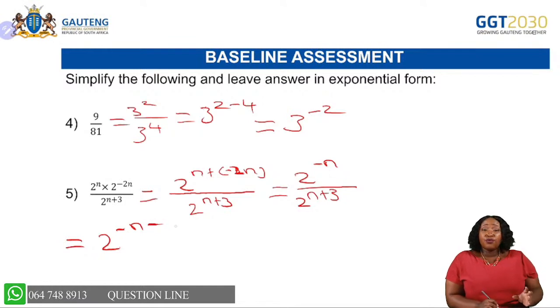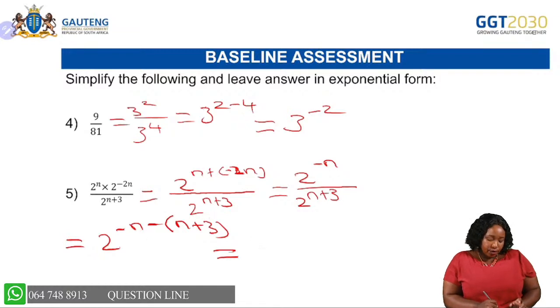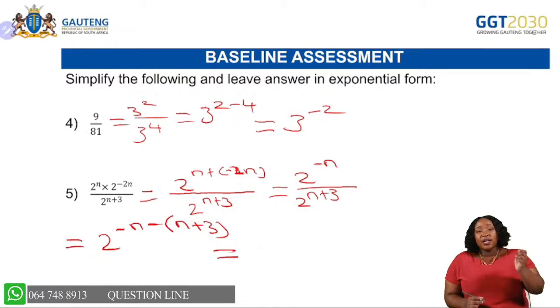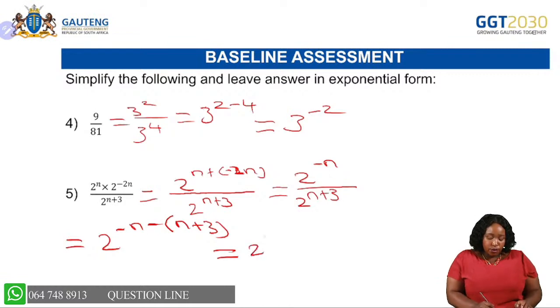This is where some of you may have made an error. You use your bracket and say n plus 3. Why do you do that? You do that because the negative here has to be multiplied inside the bracket, okay? So that means you're going to have 2 to the negative n minus 3. Do you see that?